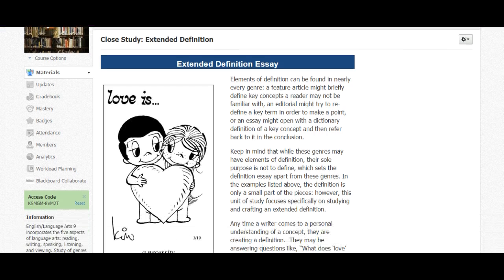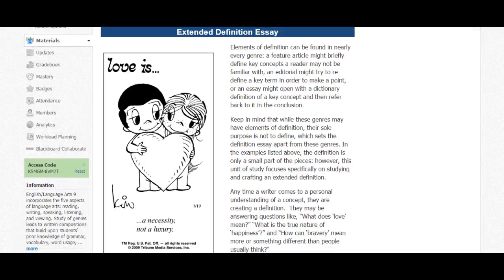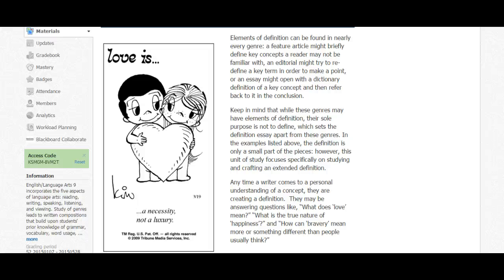So elements of definition can be found in nearly every genre, and there can be parts of a definition in any essay. So, a great hook is to define a term and then go into almost any other idea, okay? But the thing that is very different about this genre is that the sole purpose is to define that term, whereas other essays can use parts of it. A definition essay focuses specifically on studying and crafting an extended definition.